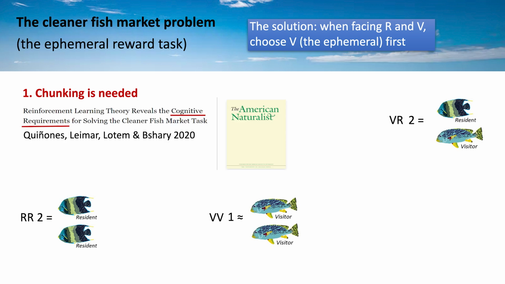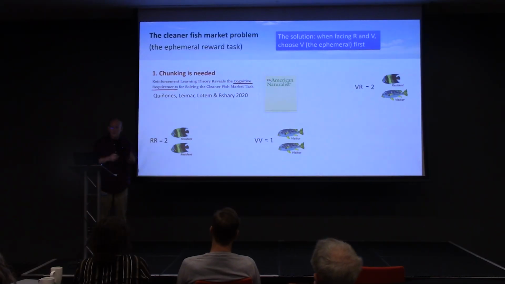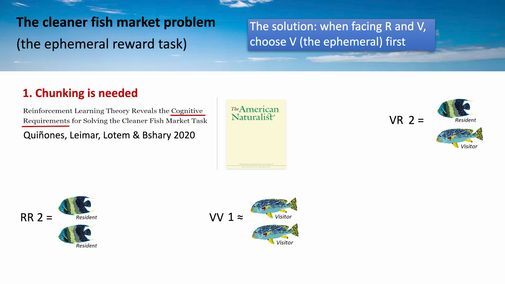Now, we actually showed this in a previous paper with Andres Quinones, Olaf Leymar, and Ardon Sherry, where we analyzed the cognitive requirements for solving the cleaner fish market task, and we showed that you actually need chunking in order to solve it. But in that case, because we didn't model the chunking process explicitly, we couldn't show why it must be adjusted to ecological conditions and how chunking possibly works. We only showed that if you have chunking, you can solve it.